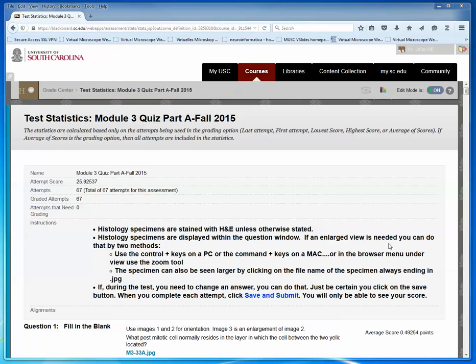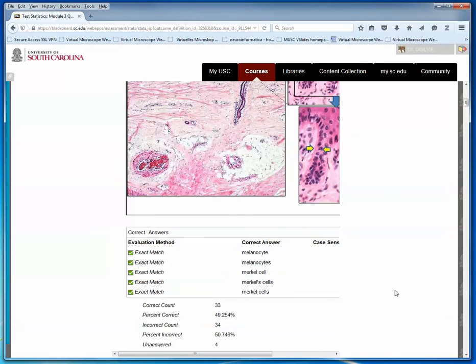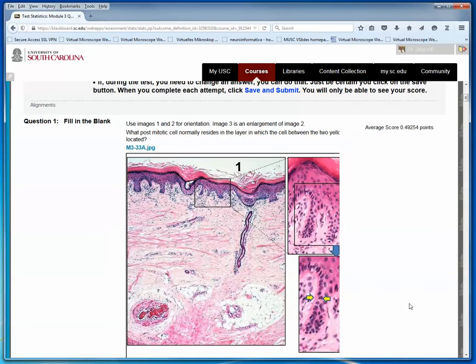This is a review of Module 3 Quiz Part A, and I will pick selected questions to review. This is the question about the component of skin, the cell in the skin, and the correct answer was either melanocyte or Merkel cell. Only 49% got it correct. Okay, here we said, use images 1 and 2 for orientation, image 3 is an enlargement.